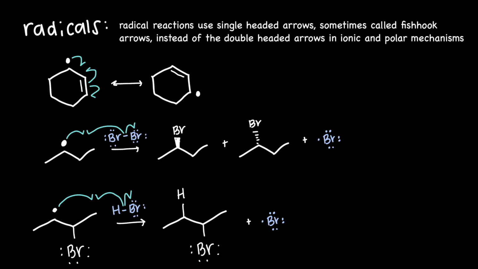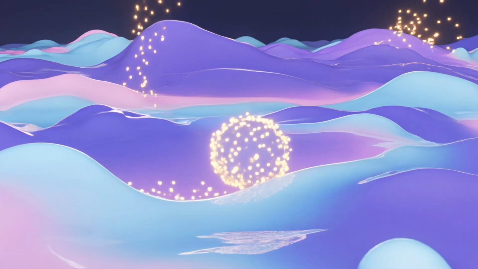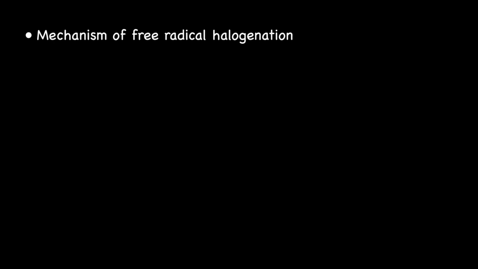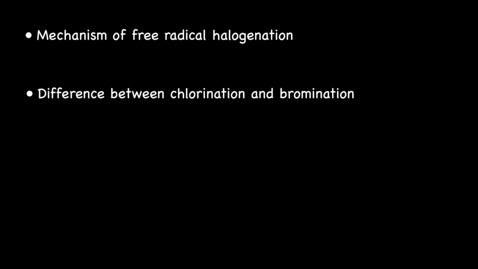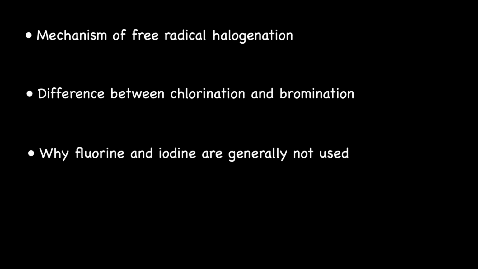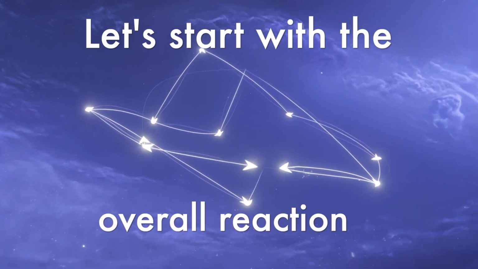ionic and polar mechanisms. Today we will learn the mechanism of free radical halogenation, the difference between chlorination and bromination, and why fluorine and iodine are generally not used. Let's start with the overall reaction.